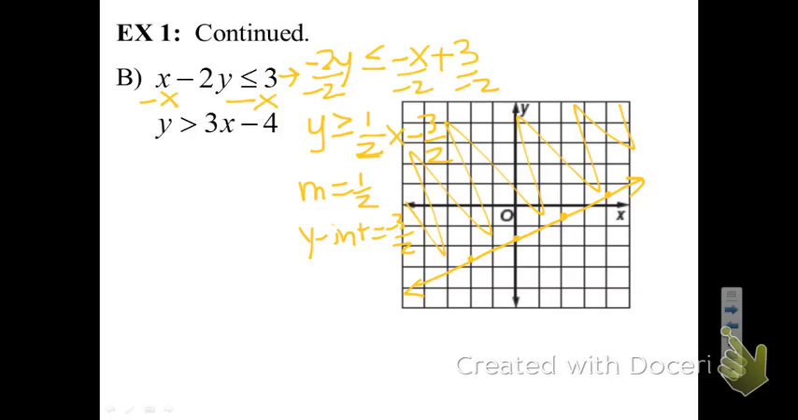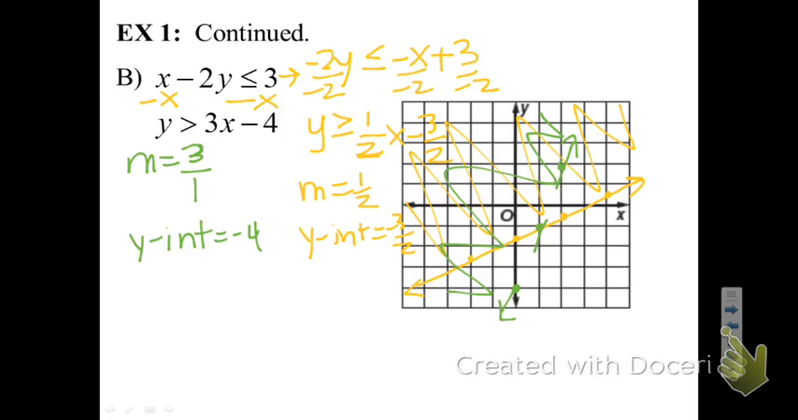Okay, for our second line, y is already solved for, so you can already pick out the slope. The slope is 3 over 1. And the y-intercept is negative 4. So we go down 4, 1, 2, 3, 4. Our slope is up 3 over 1, up 3 over 1, and we have a dashed line. The inequality reads y is greater than, so we would shade above.